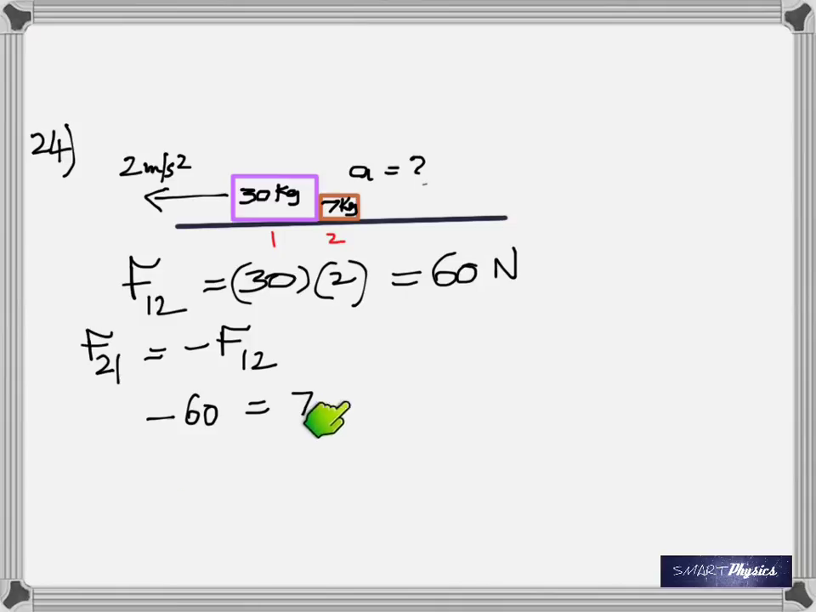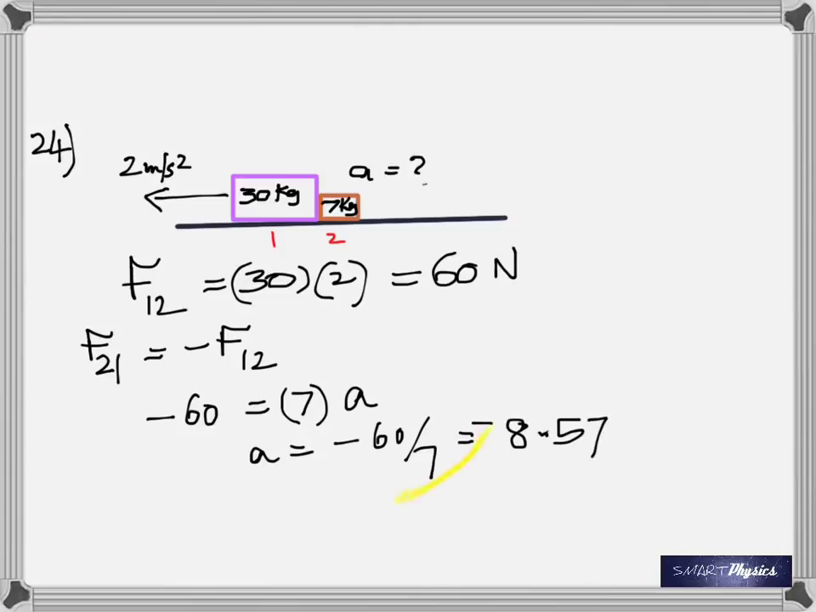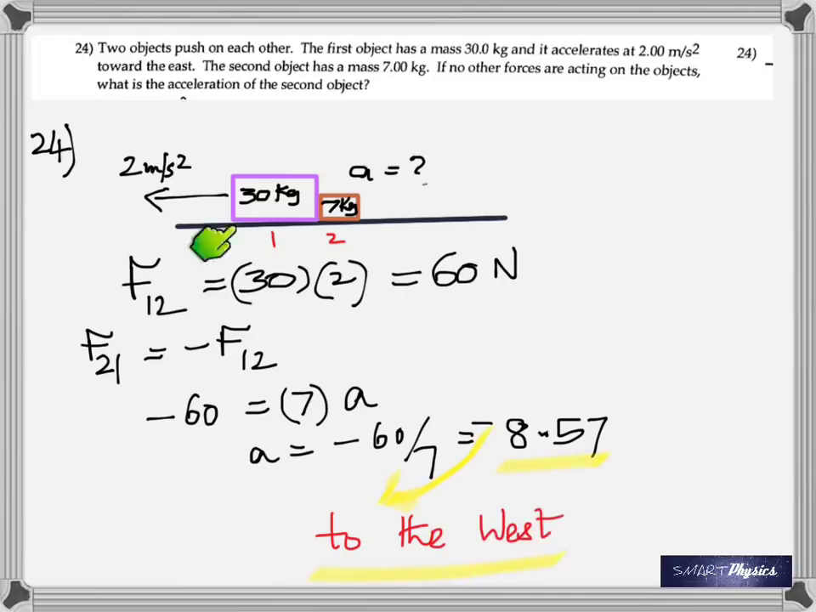And that should be equal to the mass of 2 times its acceleration. Mass of 2 is 7 times its acceleration. Problem done. Minus 60 by 7, so minus 8.57. If that negative shows, it's towards the west. So my diagram is wrong, but the answer is okay. You understood that, right?